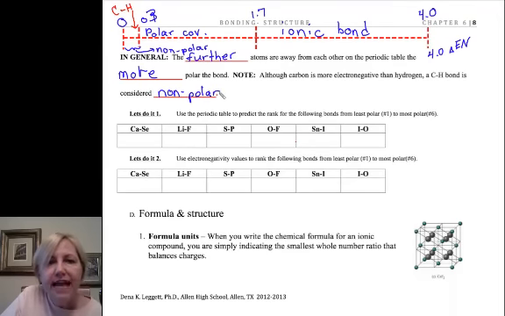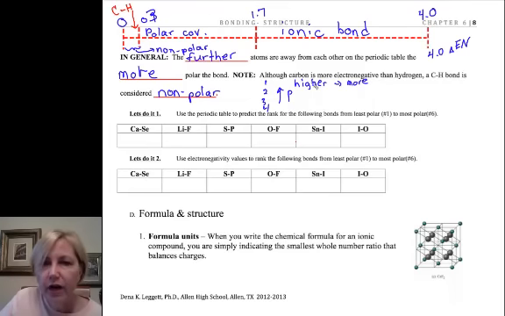So count steps between the elements, and if you go up in period numbers, so this is period 1, 2, 3, 4, okay? I would say if you have even steps, pick the higher one as the more polar, if there's a tie. Higher on the periodic table, not higher numerically, but higher up on the periodic table, is the more polar.